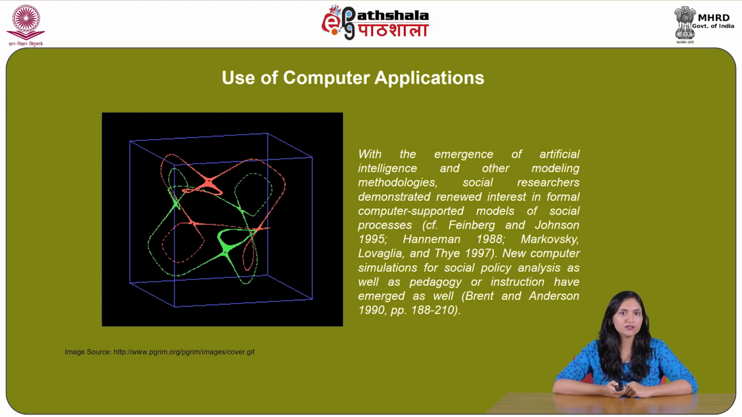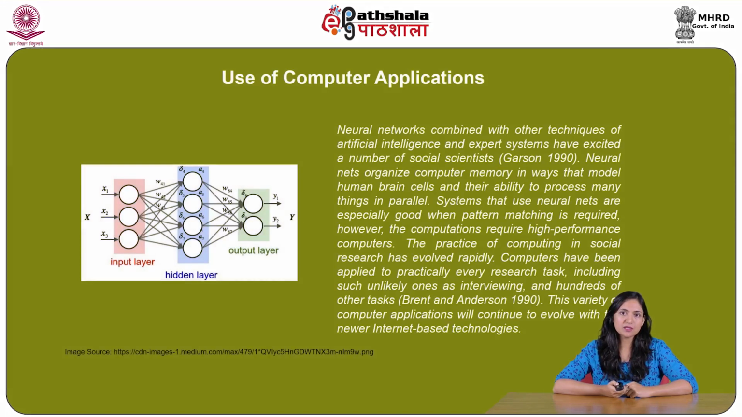all over the period. Neural networks combined with the techniques of artificial intelligence and expert systems have excited a number of social scientists to work in this area. Neural nets organize computer memory in ways that model human brain cells and their ability to process many things in parallel. Systems that use neural nets are especially good when pattern matching is required. However, the computations require high-performance computers.